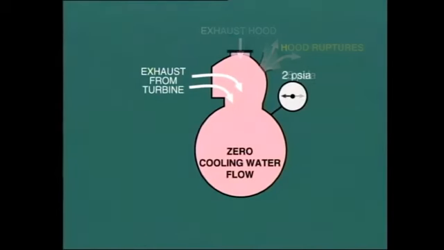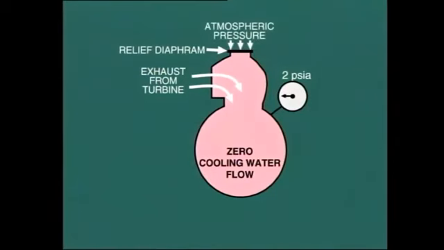In order to prevent such an occurrence, a large relief diaphragm is fitted to the exhaust hood. This is normally held in place simply by the vacuum inside the hood and atmospheric air pressure outside. As soon as the pressure inside the hood rises above atmospheric, the diaphragm opens, acting as a relief valve to prevent any damage to the exhaust hood casing.